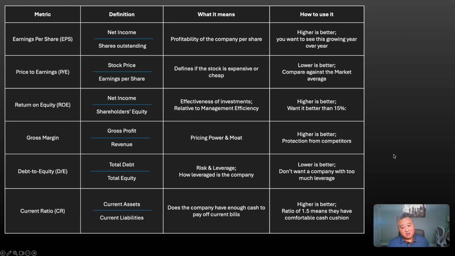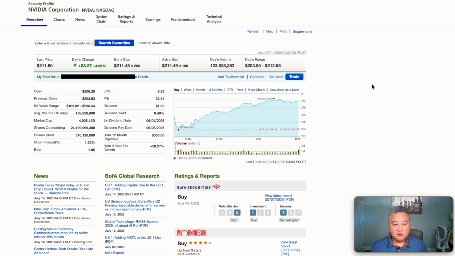So reading them off is pretty easy, but let's deep dive into a stock and see how we use this to evaluate a company. Okay, so I've pulled up Nvidia here. I thought it'd be a good example to use because it's very popular, and we want to come to a consensus. Is this a company with good value going forward, or is it too risky to invest in?